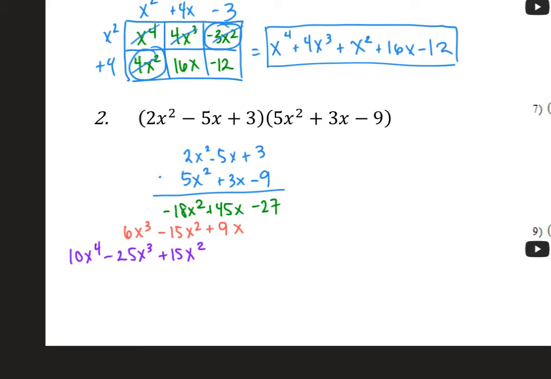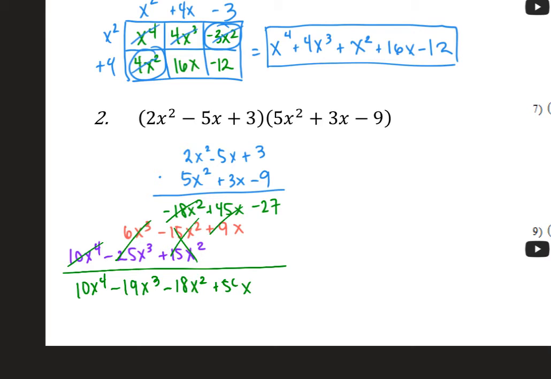down. Okay, so starting with our highest degree exponent, we have 10x to the 4th. Okay, I'm just going to cross them out so we know. And then x cubed terms, we have a 6 and a negative 25, so that's going to be negative 19x cubed. Next one, we have our x squared terms. Well, these 15x's basically just cancel each other out, so I'm just left with negative 18x squared. And then I have 45 plus 9, so that's 54x. And the last thing I have is the negative 27.